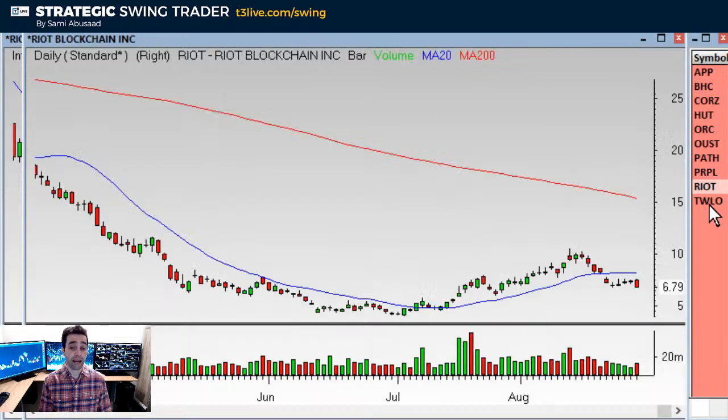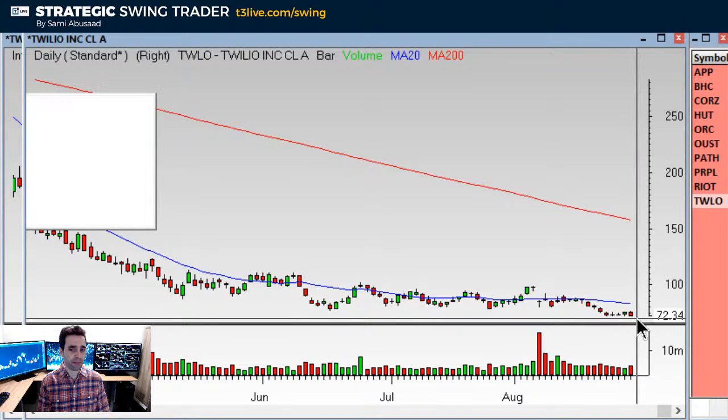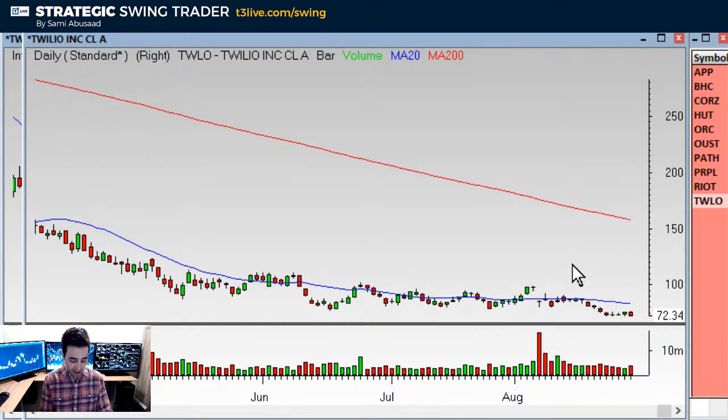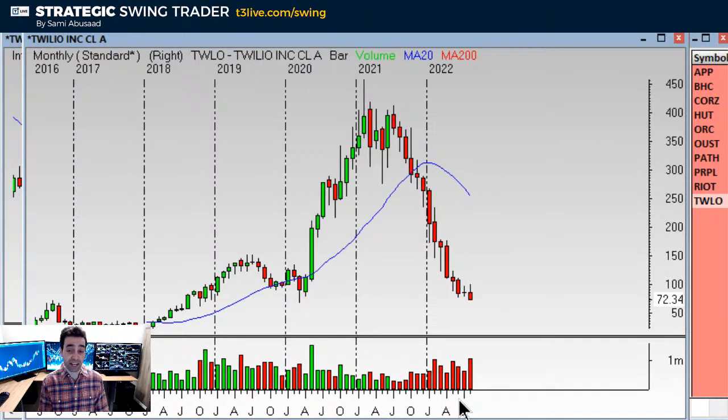Okay? Riot we talked about, and Twilio. Base breakdown. So under the base, stop above it. I one time saw a California license plate, and the license plate was Twilio, spelled out, the whole thing. I bet, you know, those people are not very happy right now.